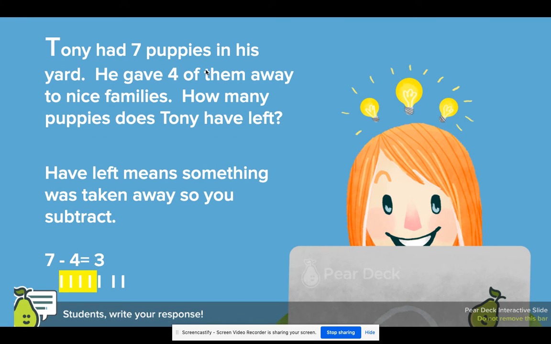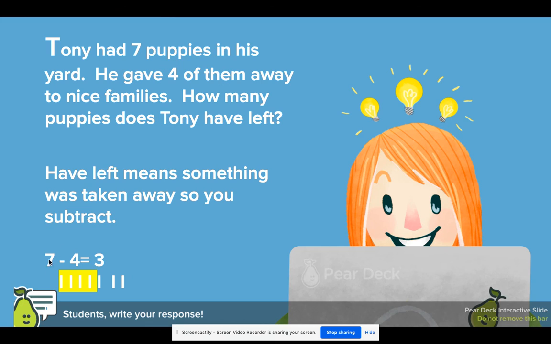Tony had 7 puppies in his yard. Aw. He gave 4 of them away to nice families. Oh, that's so sweet. How many puppies does Tony have left? Have left means something was taken away, so you subtract.